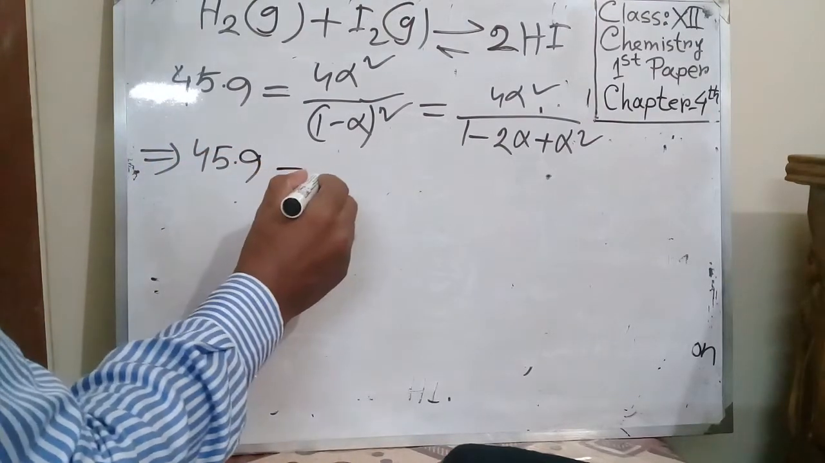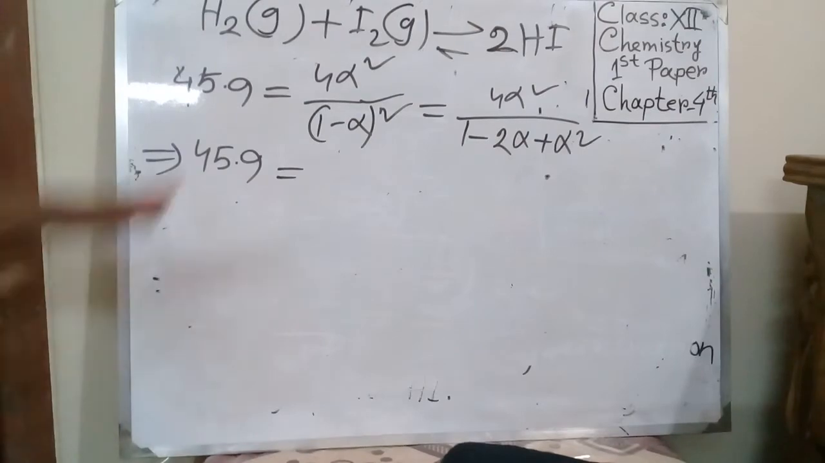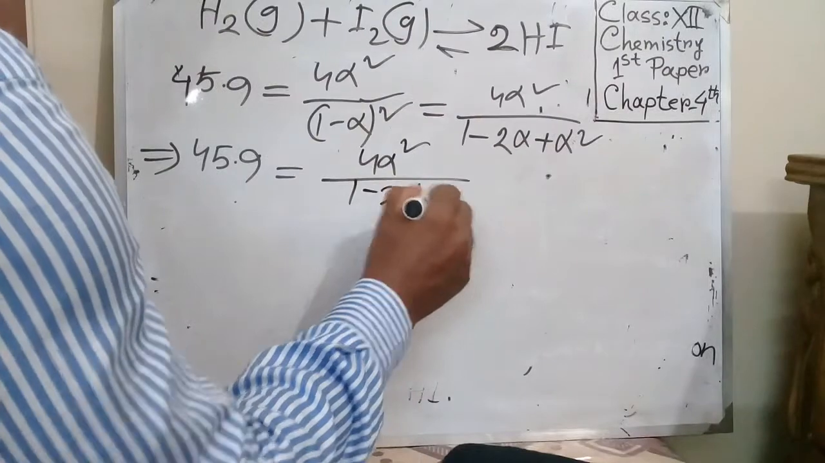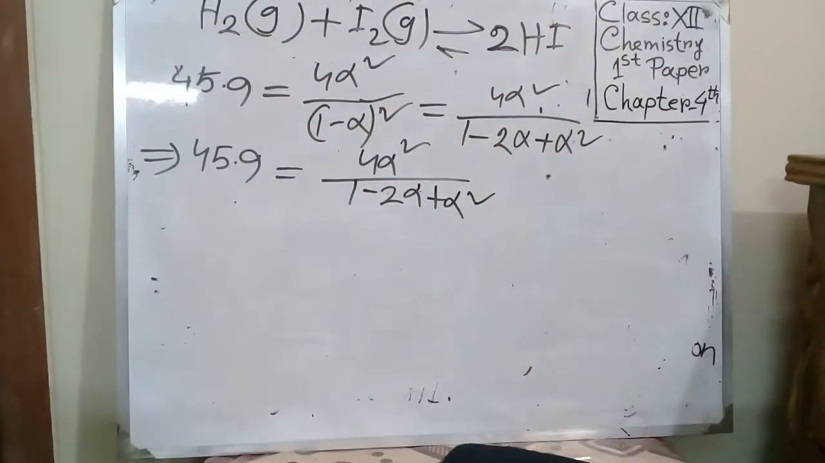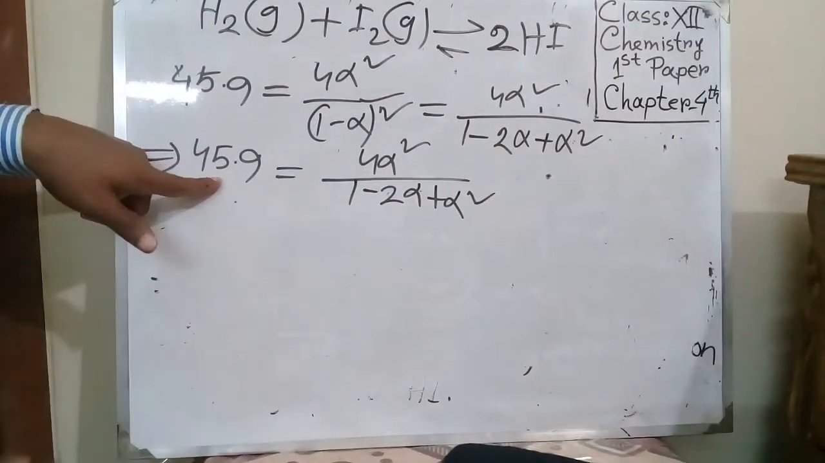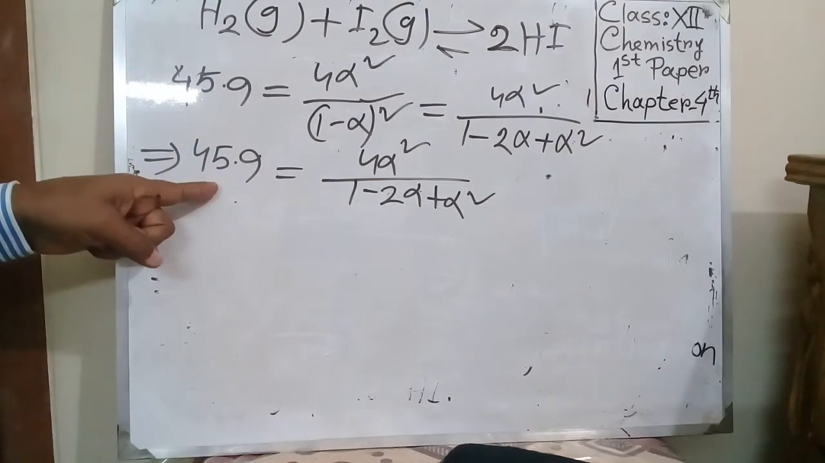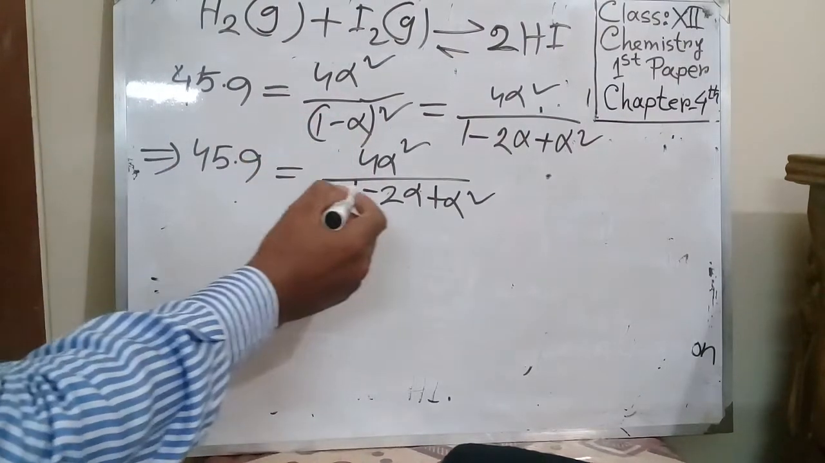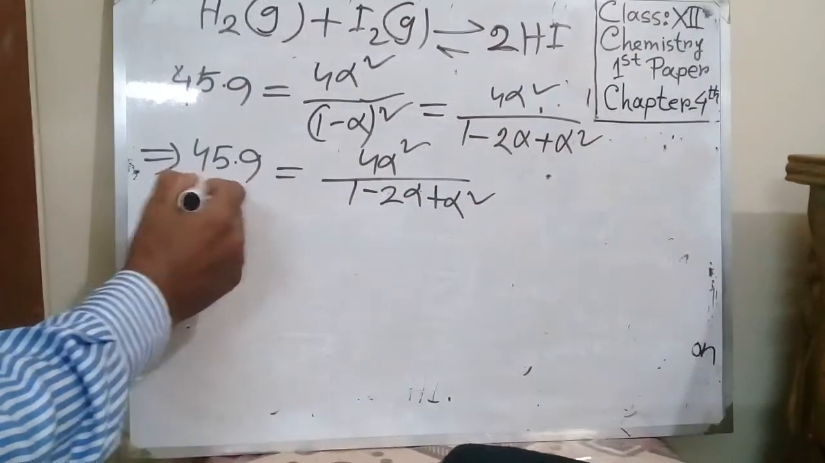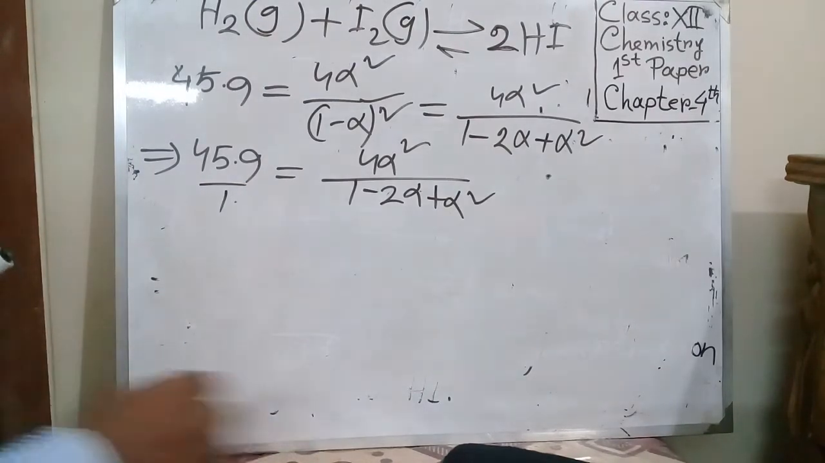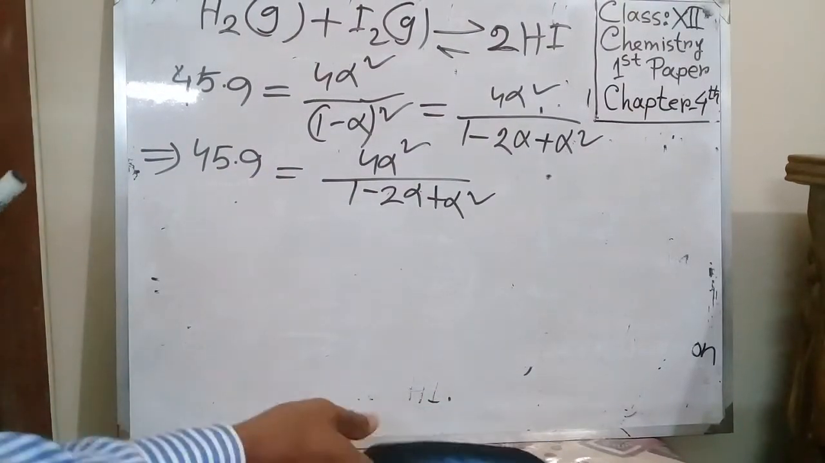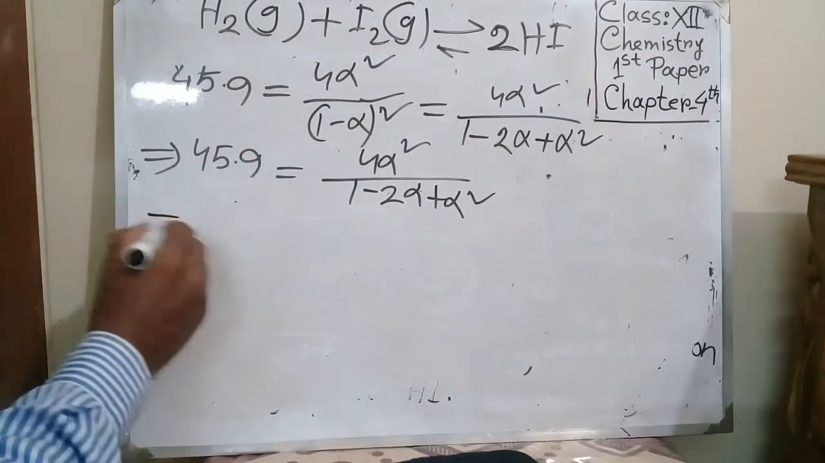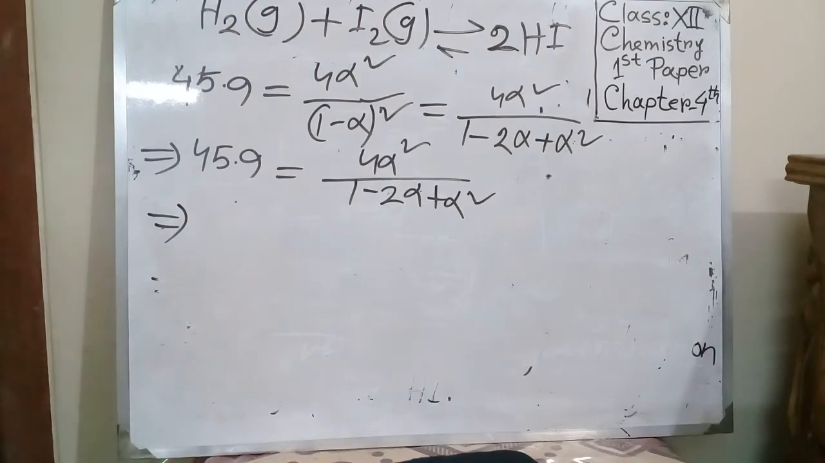45.9 equal to, what will we do? Okay, I can write it first, then I will complete this one. 1 minus 2 alpha plus alpha square. So cross multiplication. We know there is 1 as denominator and numerator 45.9. So 45.9 will be multiplied by 1 minus 2 alpha plus alpha square, and here 1. Silently there is a 1, so we don't need to write it, we'll just assume there is a 1. So 4 alpha square.